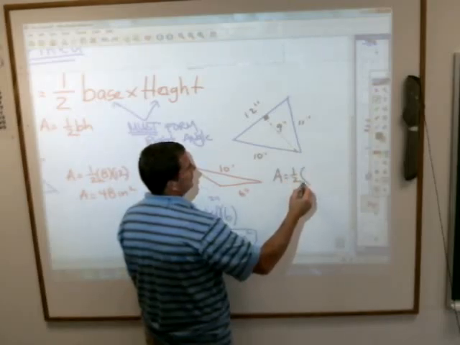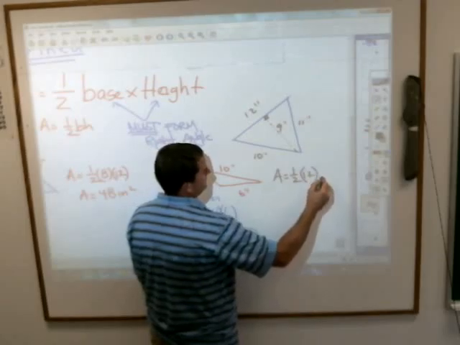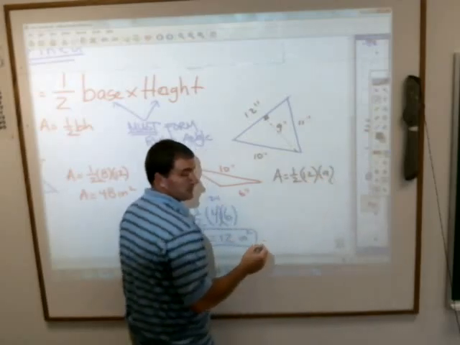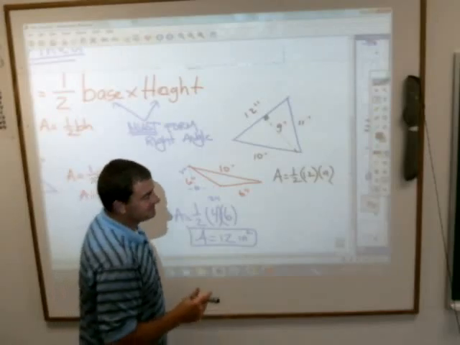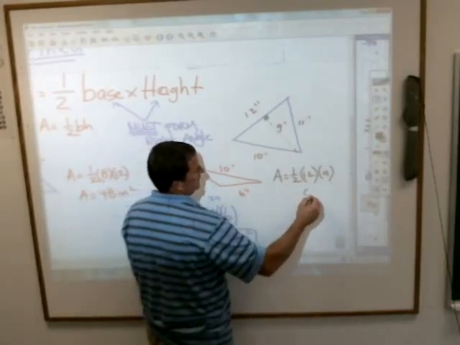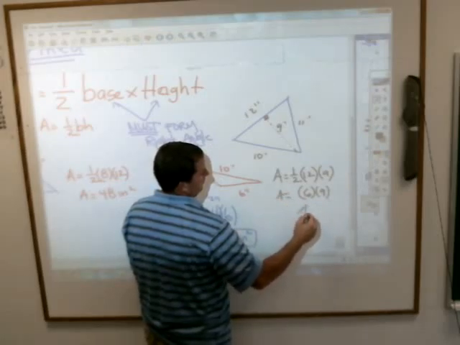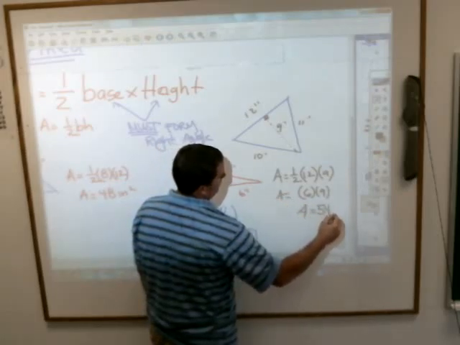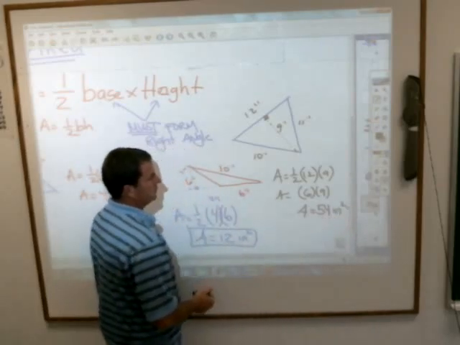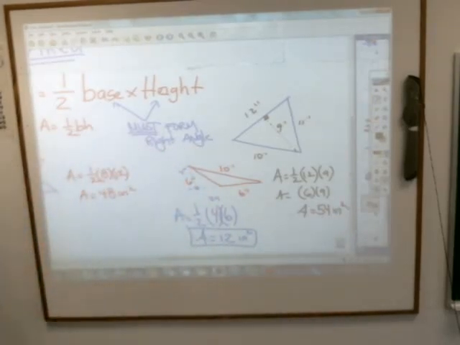Huh? 9 inches. Oh, that's said 10. You didn't say 10, did you? You said 9, didn't you? Half of 12 is 6, and 6 times 9 is 54. And again, we're looking for area, so you need to make sure you label it as square inches.